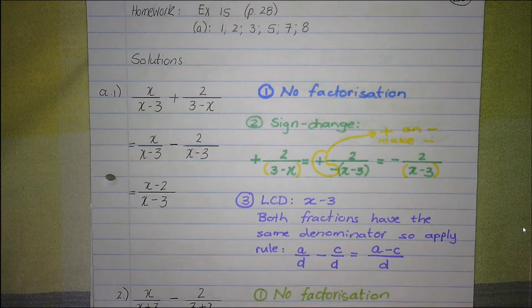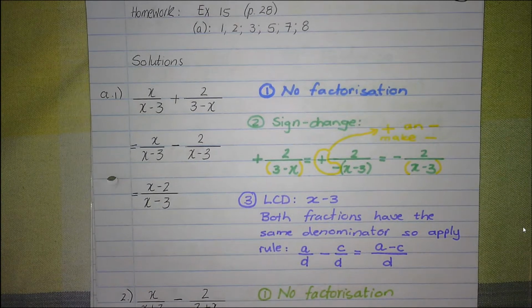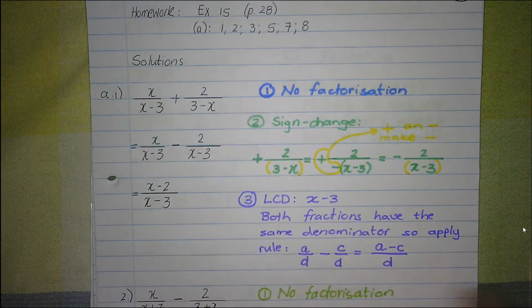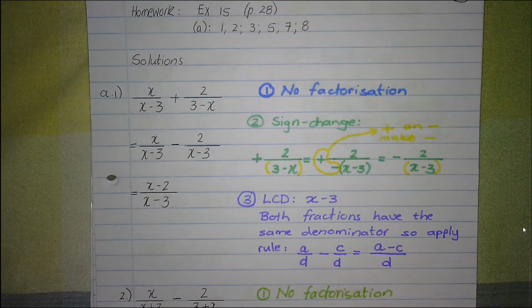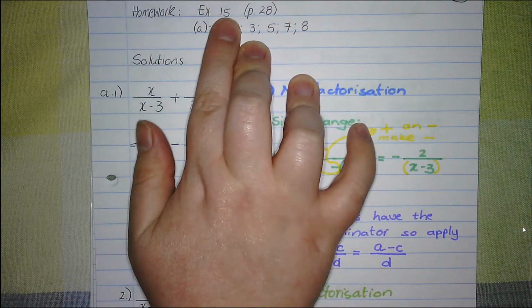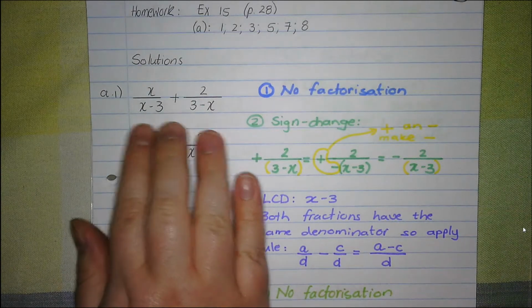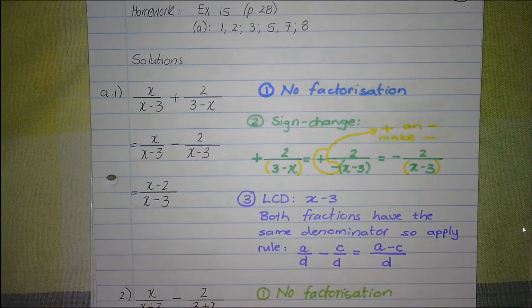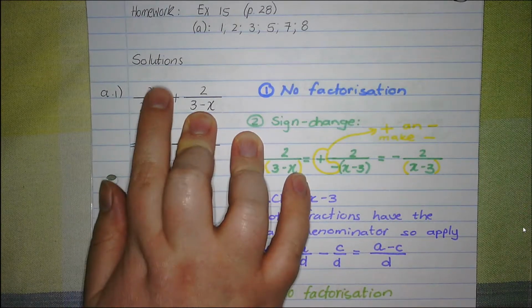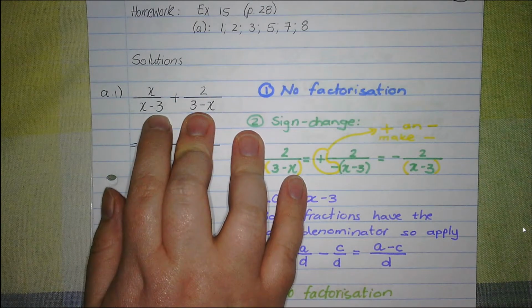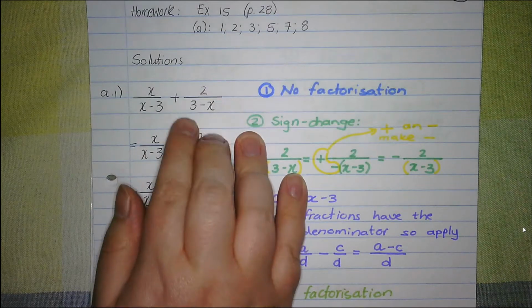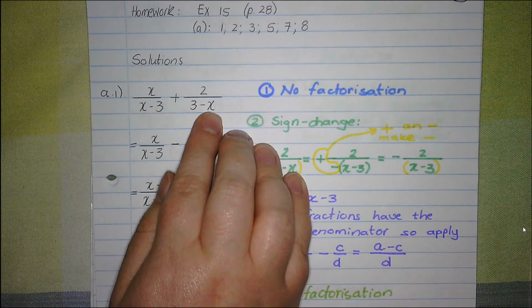Let's have a look at some of the questions from your homework for Friday. This is from the Mind Action Series textbook. Alright, so we were working on exercise 15, which is on page 28 of the Mind Action Series, and we were doing these questions. So we have x over x minus 3 plus 2 over 3 minus x.